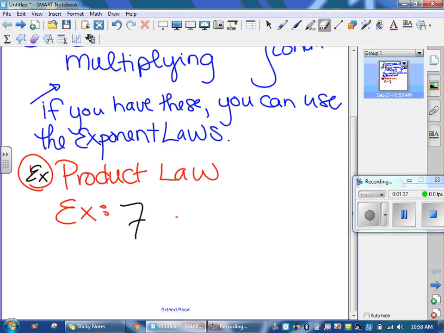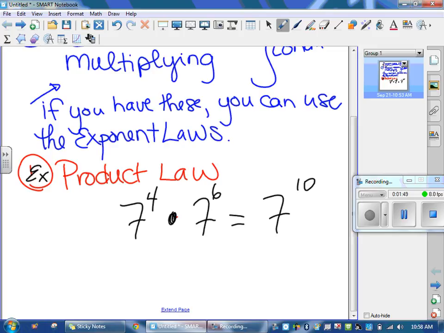Okay, so we've got 7 exponent 4 times 7 exponent 6. That's going to give us 7 exponent 10. Because I've got the same base, I can add my exponents. So my 4 and my 6, I'm going to add them. Okay, and that's how I get my 10. That's called exponent form.